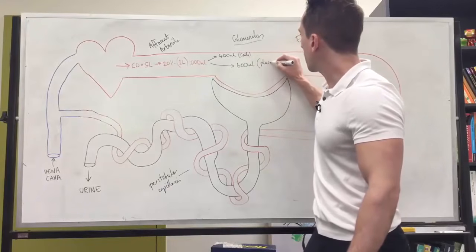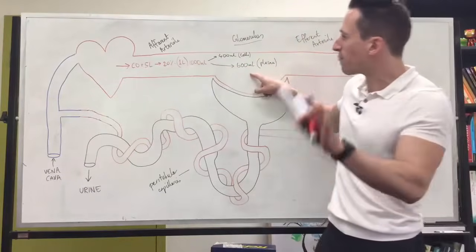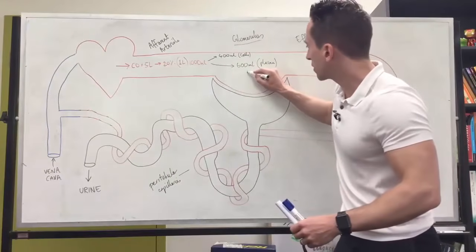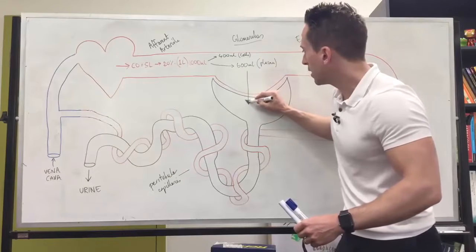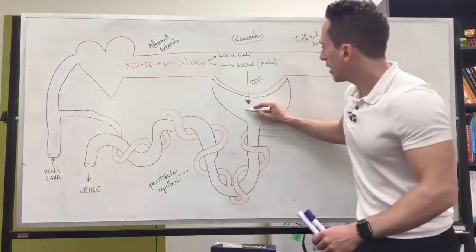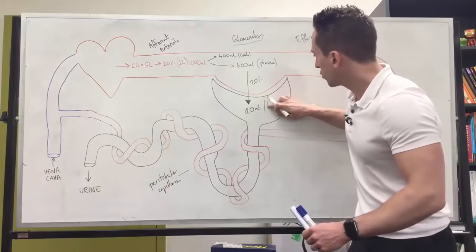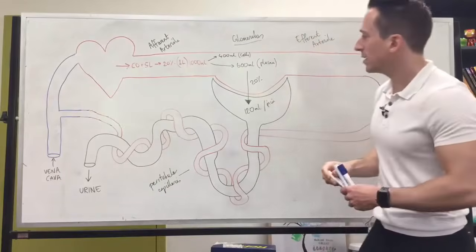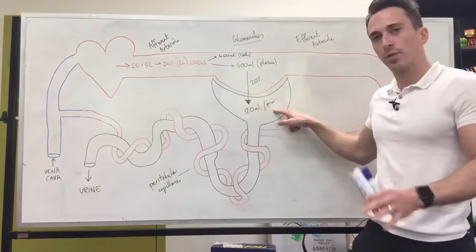So this is stuff that can be pushed through, right? Now, of this 600 mils getting to the glomerulus every minute, the question is how much of this 600 mils is being pushed through into the capsule? And the answer is 20%. So what's 20% of 600? It's 120 mils per minute. So every minute, 120 milliliters of fluid within the blood is being filtered into this renal capsule.